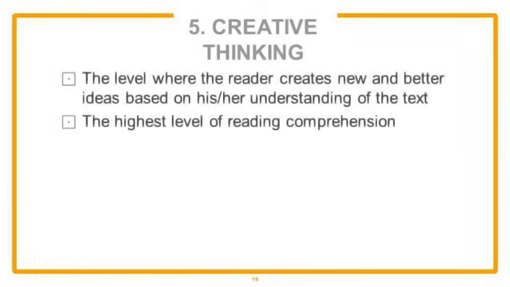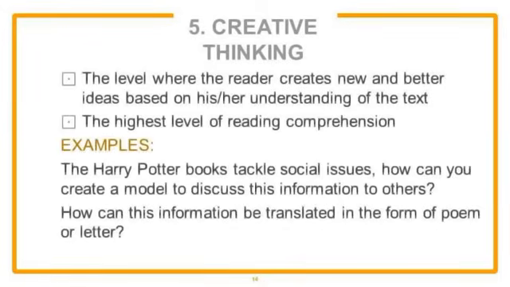The 5th and the final level, creative thinking. This is the level where the reader creates new and better ideas based on his or her understanding of the text. This is the highest level of reading comprehension. Examples. The Harry Potter books tackle social issues. How can you create a model to discuss this information to others? How can this information be translated in the form of poem or letter?